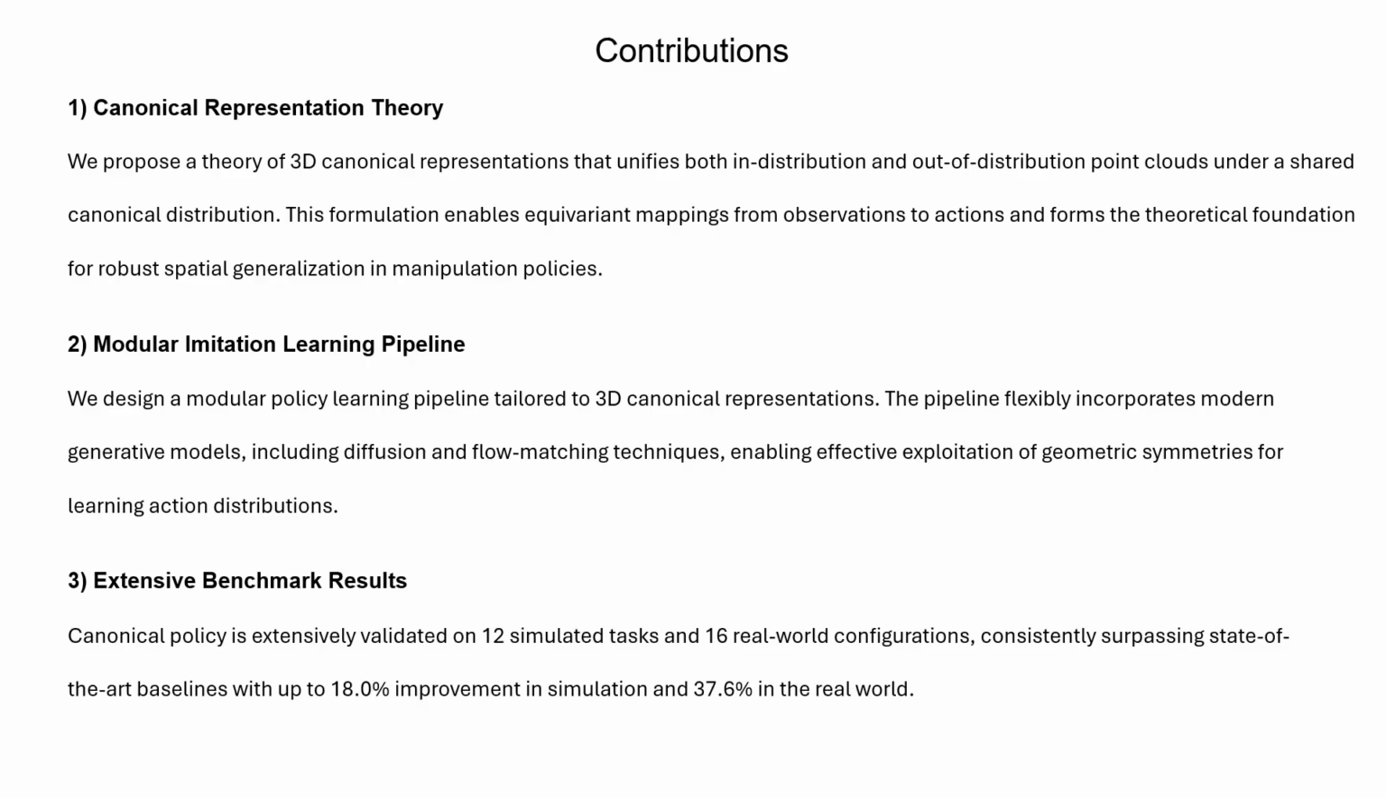In summary, canonical policy is a principled framework for 3D equivariant imitation learning. It unifies point cloud observations via canonical representation and leverages generative models like diffusion to enable end-to-end learning, robust generalization, and efficient sample usage. Our contributions span theory, architecture, and extensive real-world validation.